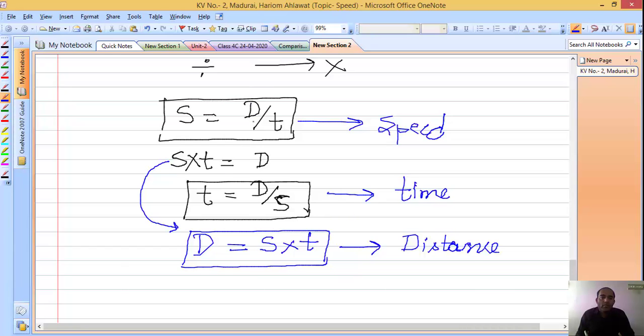Okay, how can I remember, sir? So this is speed equals distance upon time. But I want to find out time, so replace s and t. T will go there, s will come here. Time equals distance upon speed. And if I want to find the distance, the time is in division. When it goes here, it will change into multiplication. So speed into time equals distance.